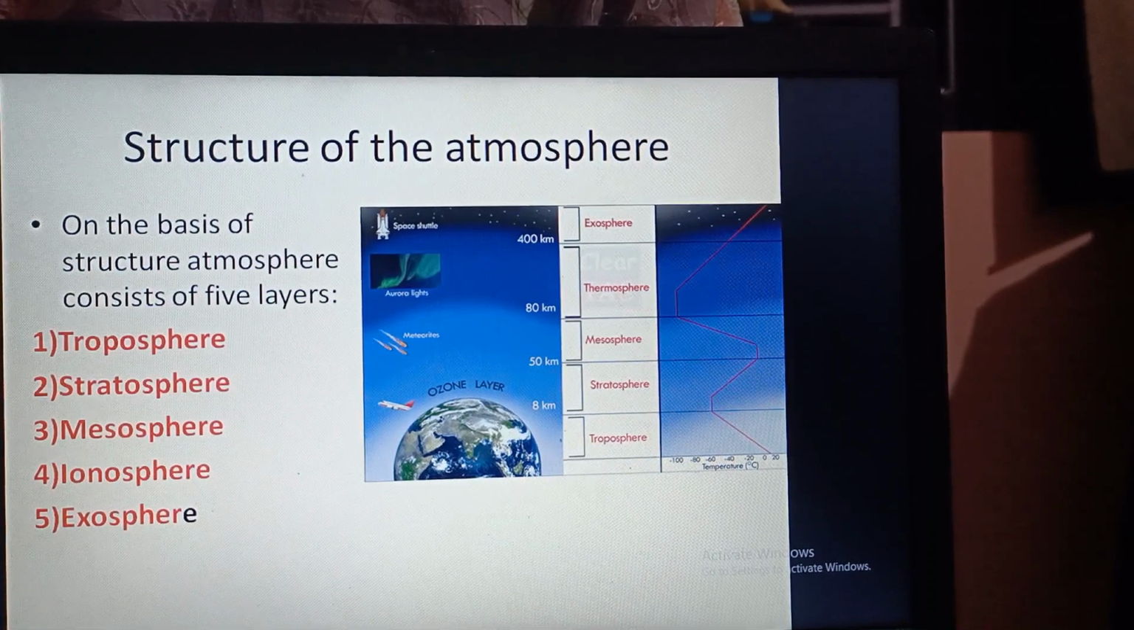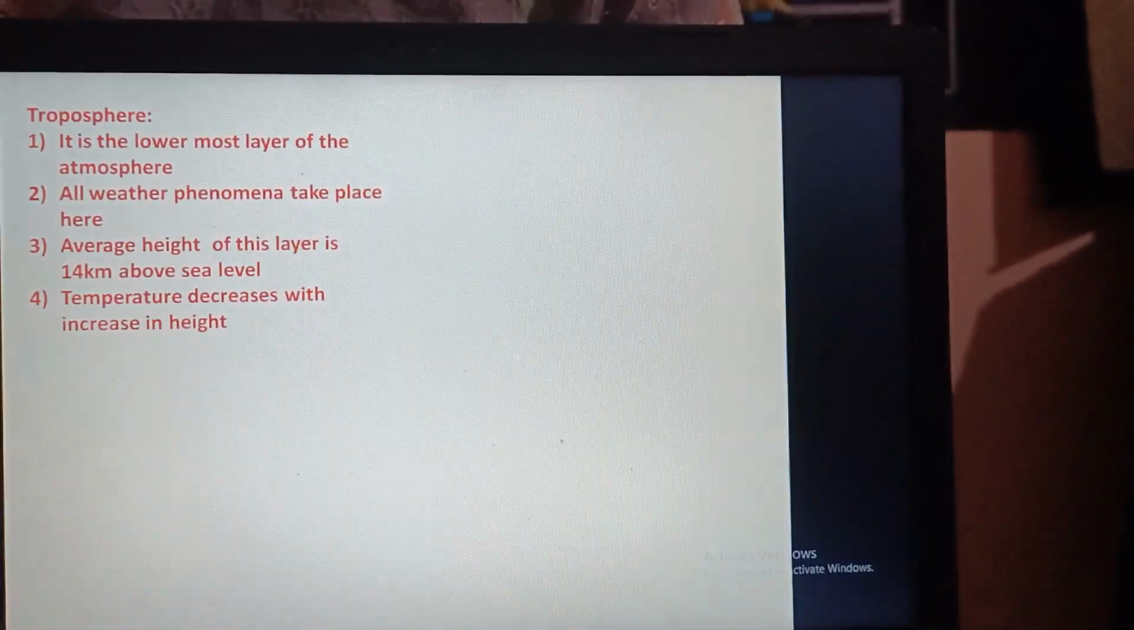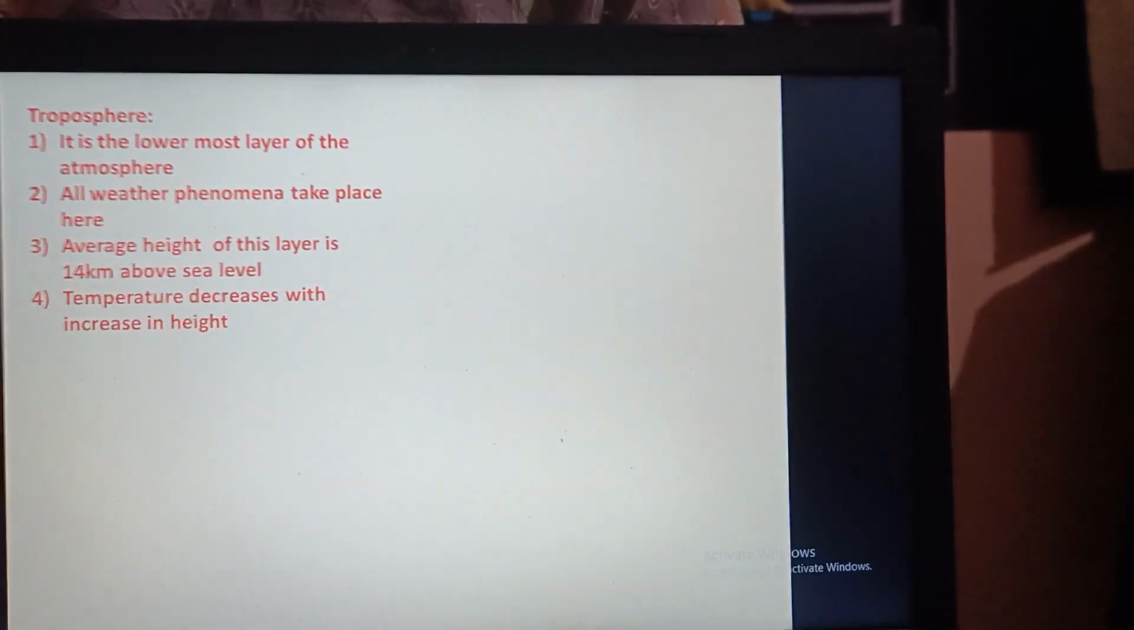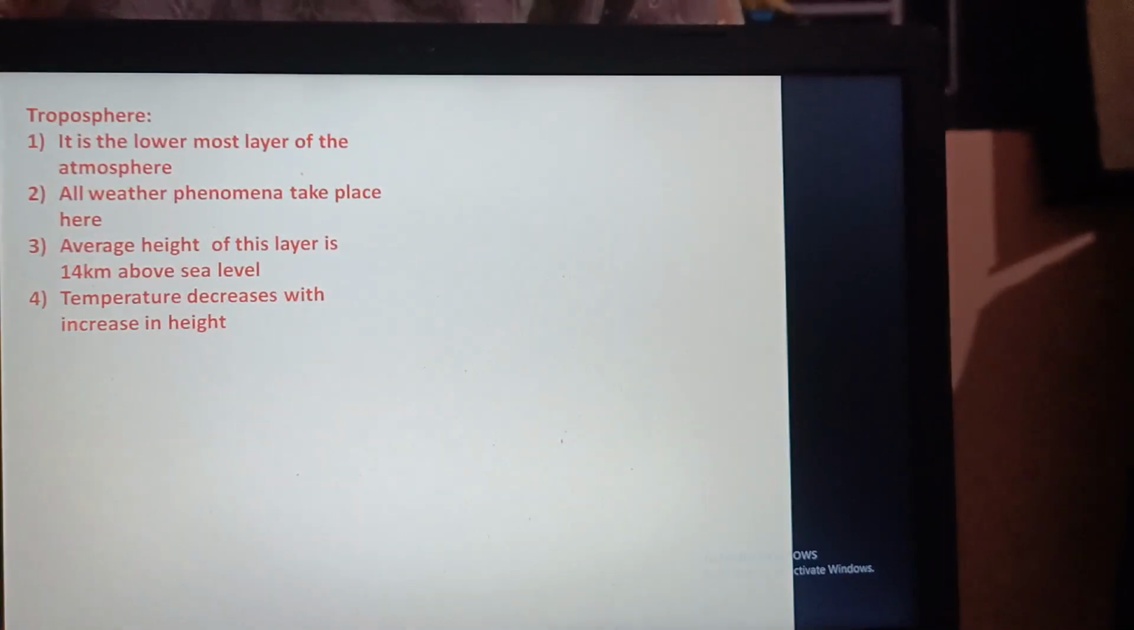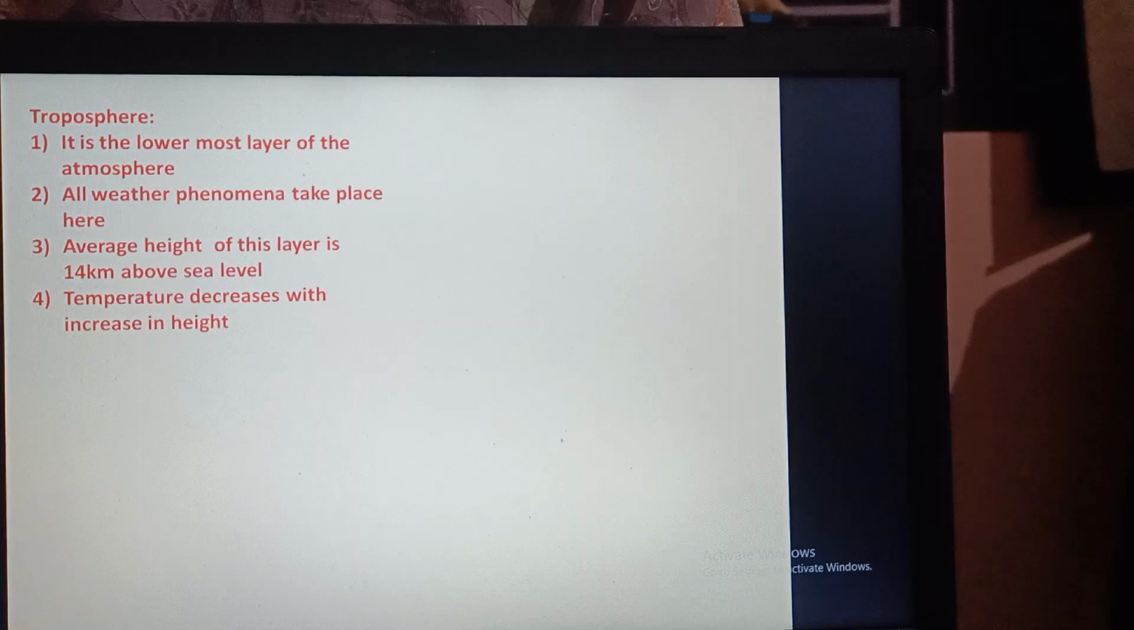Next, structure of atmosphere. Our atmosphere consists of 5 layers: troposphere, stratosphere, mesosphere, ionosphere, and exosphere. Now, troposphere. It is the lowermost layer of the atmosphere. All weather changes that we observe throughout the day occur in the troposphere.